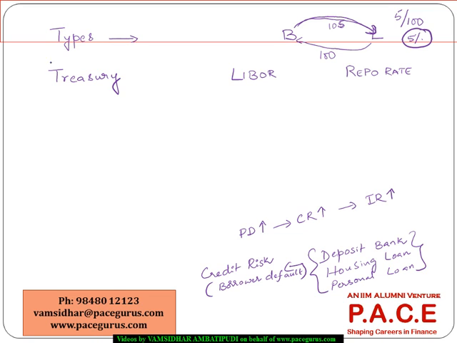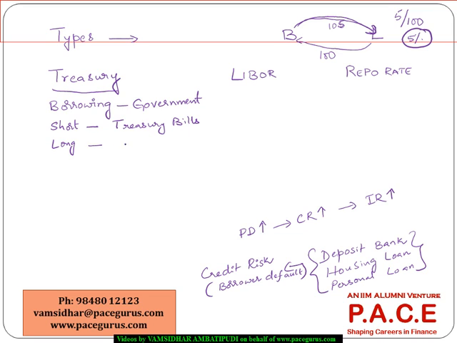Now, the first kind of the interest rates which we need to be comfortable with is the treasury rate. Generally, it is the borrowing done by the government. So, government borrows on a short term for 3 months, 6 months, 1 year by issuing what is called as treasury bills, or sometimes it could borrow in the long term for longer periods by issuing what are called as treasury bonds.